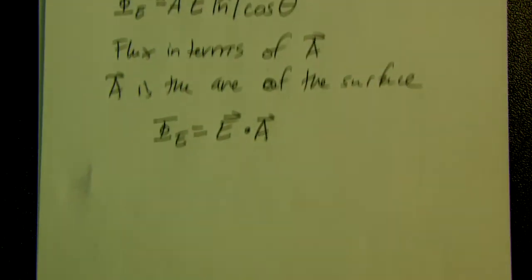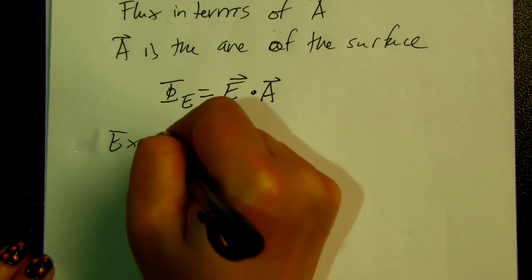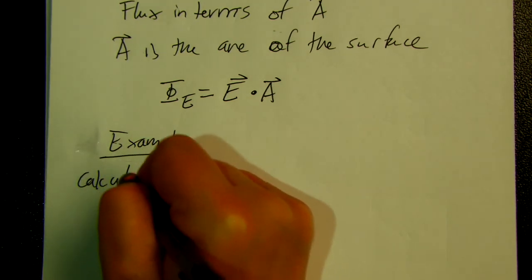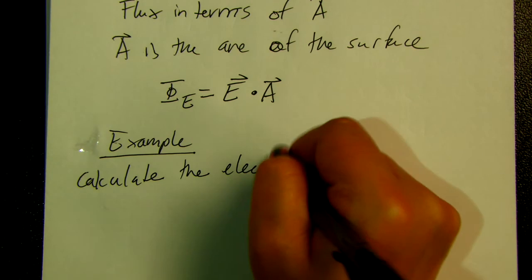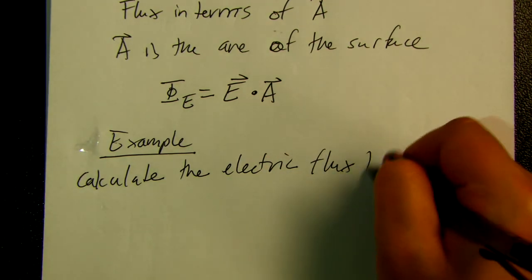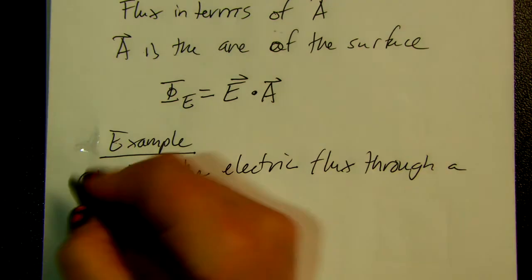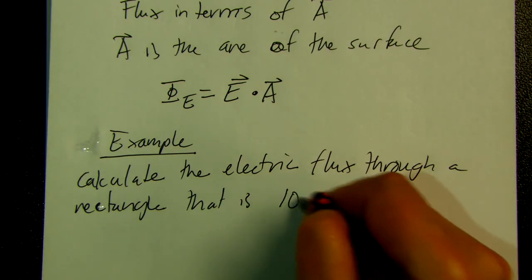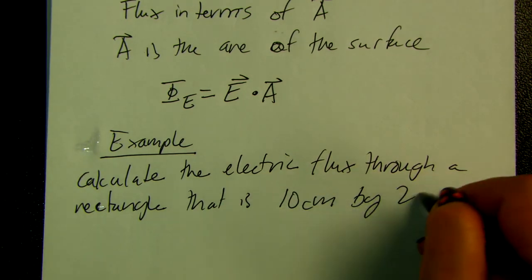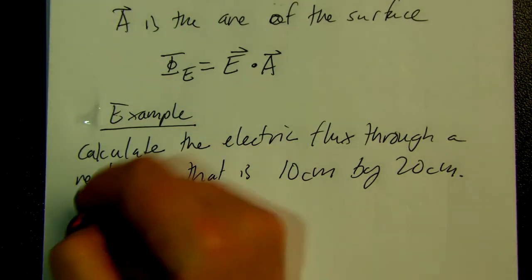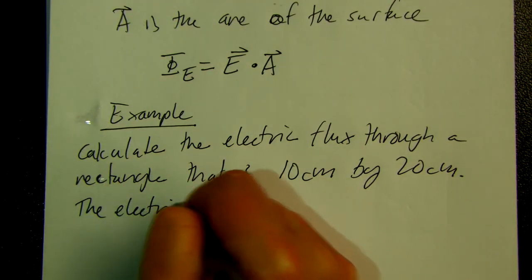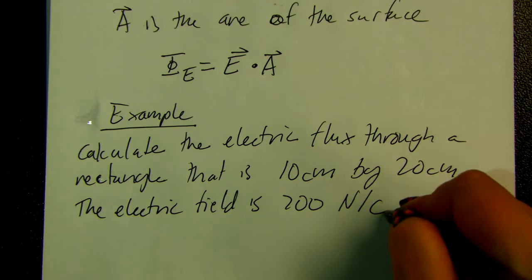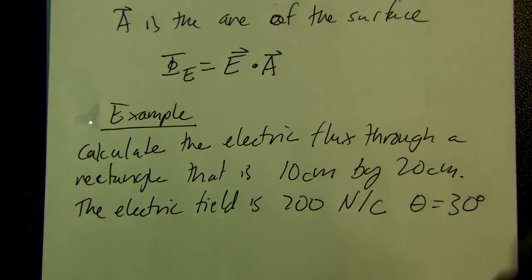All right, so let's do an example. We're going to calculate the electric flux through a rectangle that is 10 centimeters by 20 centimeters. The electric field is 200 newtons per coulomb, and theta is equal to 30 degrees.